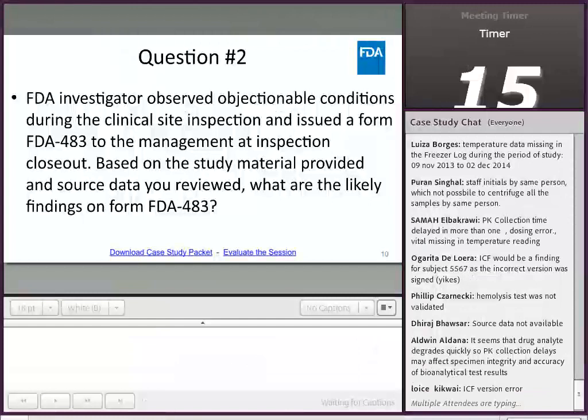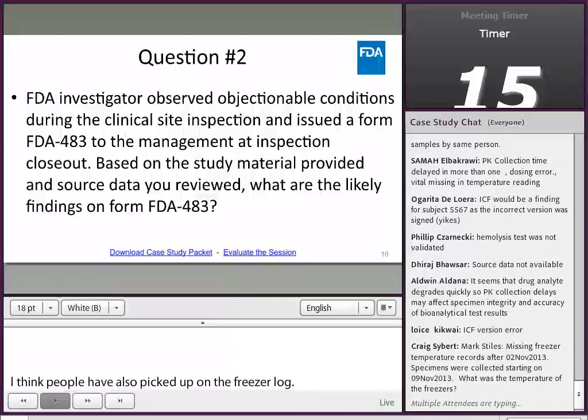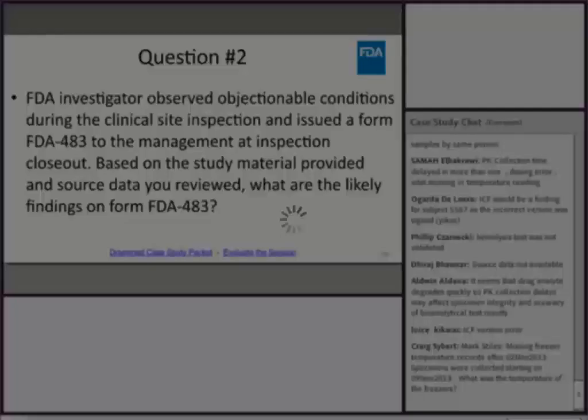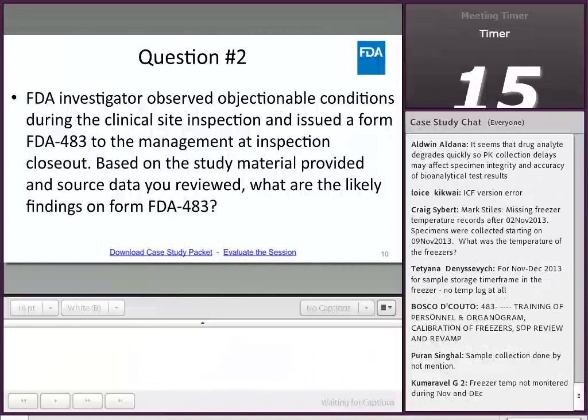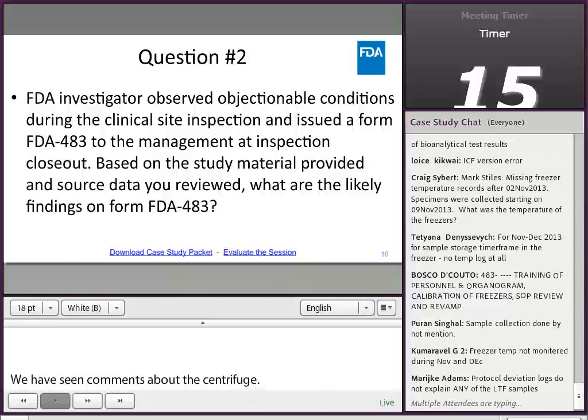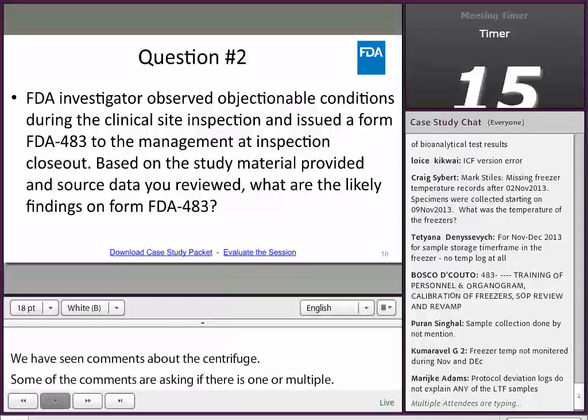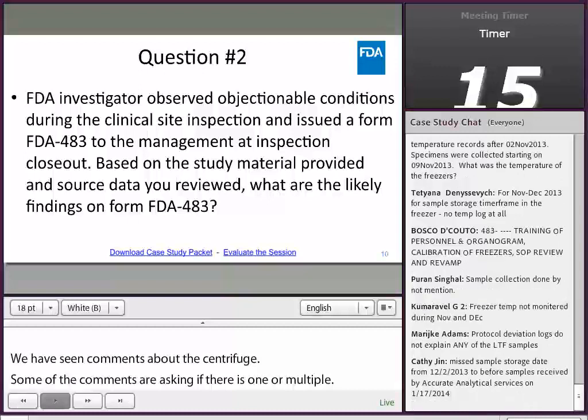Some of the comments are asking if there's one or multiple. So a question I would have is, what information would you be looking at to know if there would have to be more than one centrifuge in order for the times to make sense and be possible? So we can talk about that later. It's not really part of the case, but we're getting a bunch of questions about that.